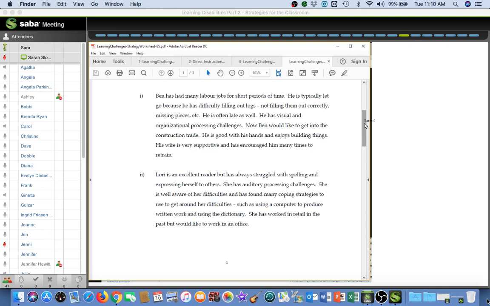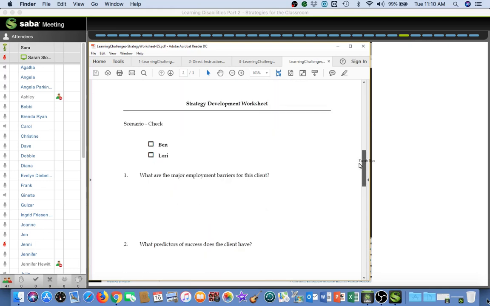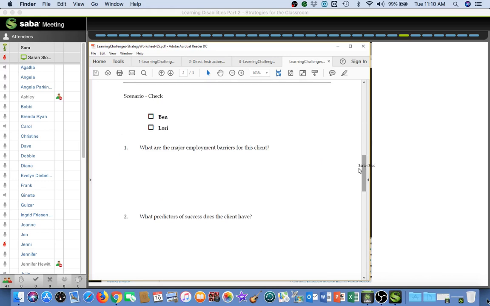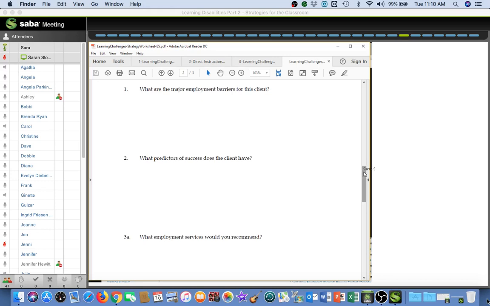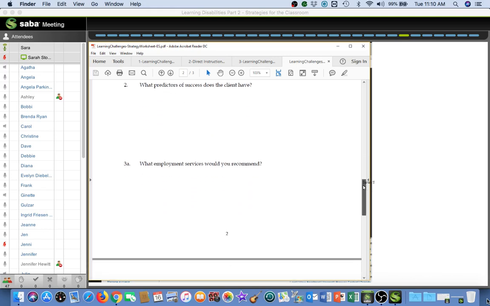So if we can move to the next page. Here's where we get into some questions. So again, very similar to the LBS-directed one, you'd identify who you are going to be working on, Ben or Lori. And then question number 1 is, what are the major employment barriers that you would need to look at for this client? What predictors of success does the client have?